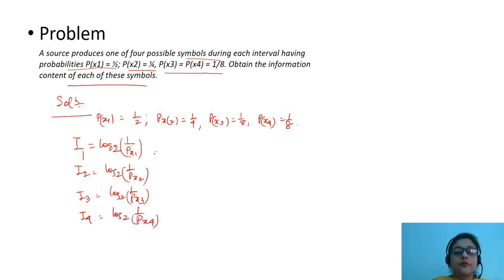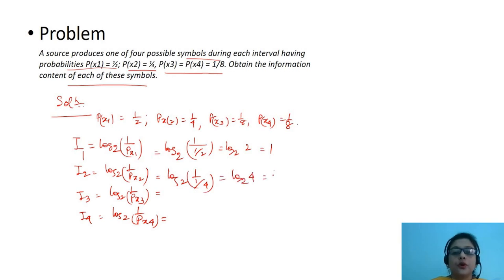Now let us put the values of the probability. So it will be log base 2 of 1 by 1/2. So it is log base 2 of 2. So the answer is 1. Next one will be log base 2 of 1 by 1/4. So this is log base 2 of 4, so log base 2 of 2 to the power 2. So it is 2 log base 2 of 2. So the answer is 2.